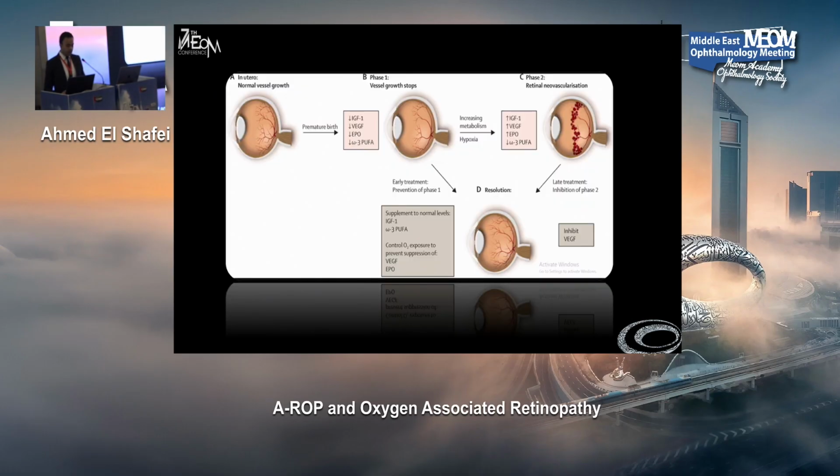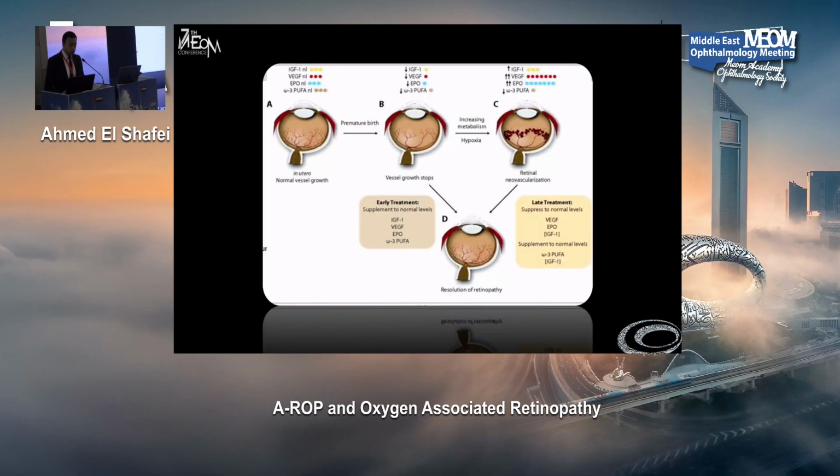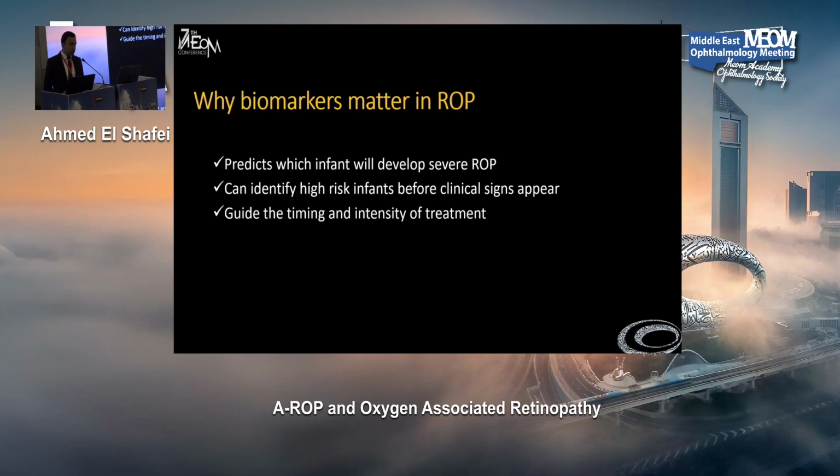So this diagram is showing the phases as mentioned today before, but I'm just seeing the diagram. You will see the importance of the biomarkers. So why are biomarkers important for the aggressive progression of ROP? Because they predict the infants that will develop severe aggressive ROP. They can identify the high-risk infants before the clinical signs appear, and guide the timing and intensity of treatment.